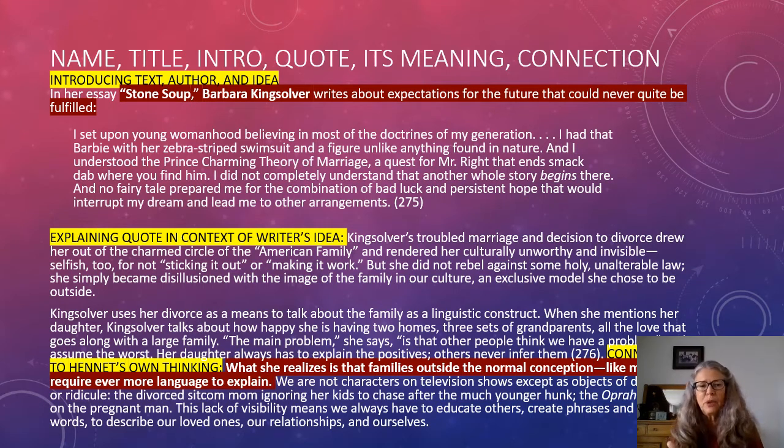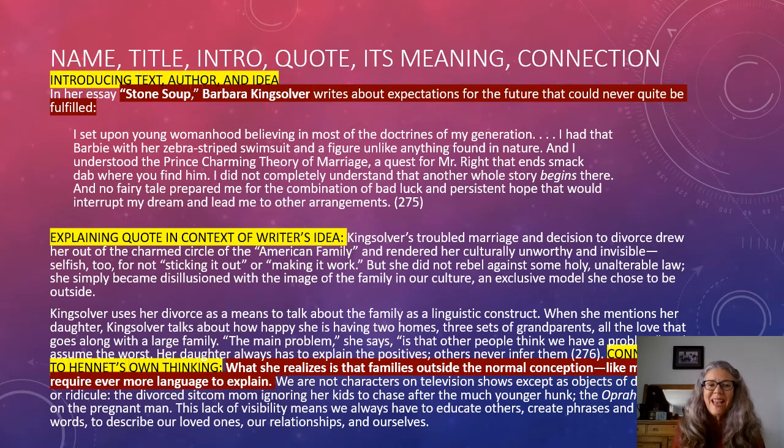Hennet does not simply leave Kingsolver at this point, however, because she wants to connect Kingsolver with Hennet's idea. And she does so in the next paragraph. Here, what she's going to do is narrow down from that broad idea of troubled marriage, decision to divorce, and the image of family in our culture. She's now going to narrow down to language, that particular concept, because that's what Hennet wants to discuss. And you can see her do it.